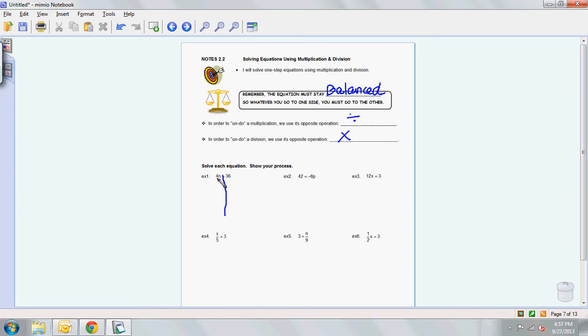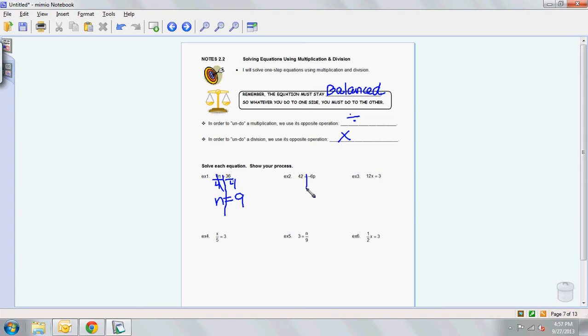So we want to get n alone. You should notice that this is a multiplication problem. So to undo that, we're going to divide 4 on both sides. And we would get n is equal to 9.